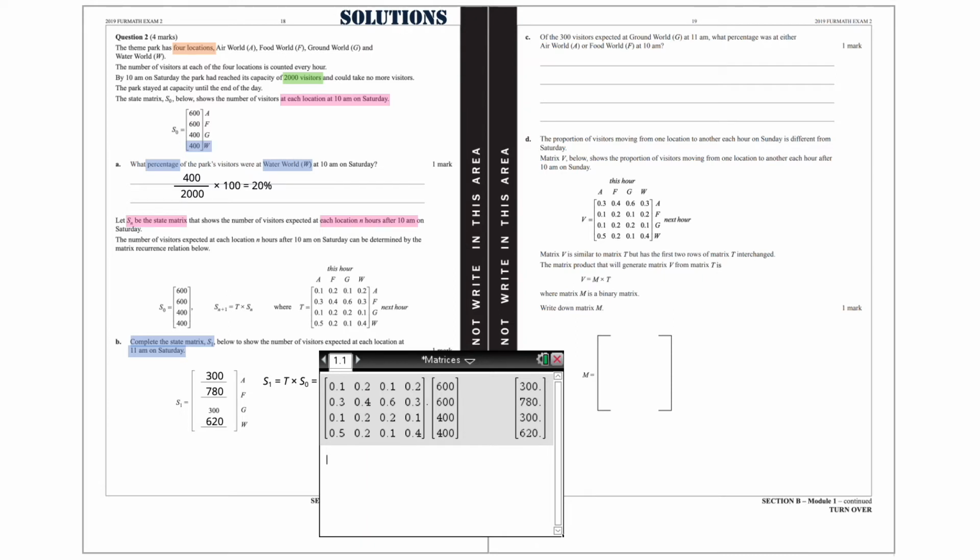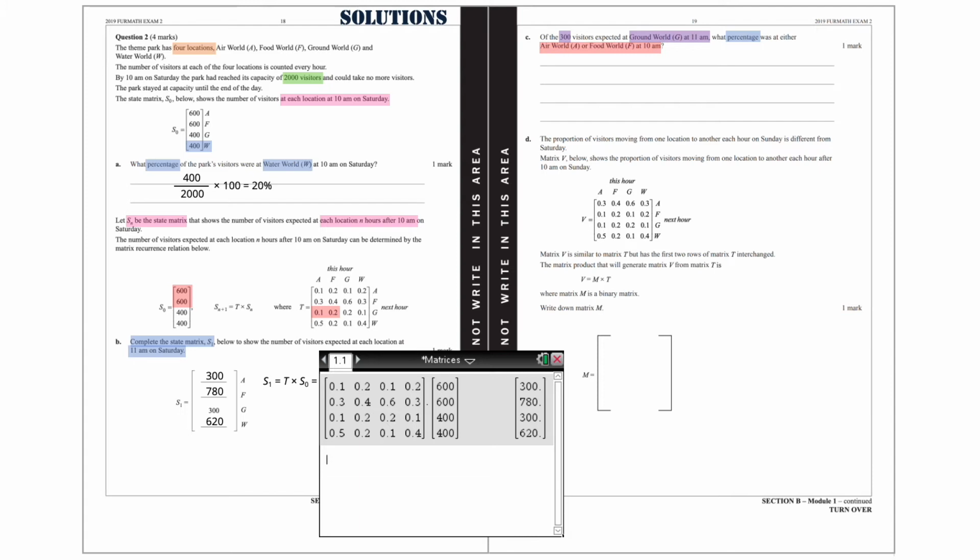620. Part C. Of the 300 visitors expected at Ground World at 11 a.m., what percentage was at either Air World or Food World at 10 a.m.? For this, we need the proportions from matrix T, that is 0.1 and 0.2 for the two worlds, air and food. There are 600 visitors at Air World and 600 at Food World.